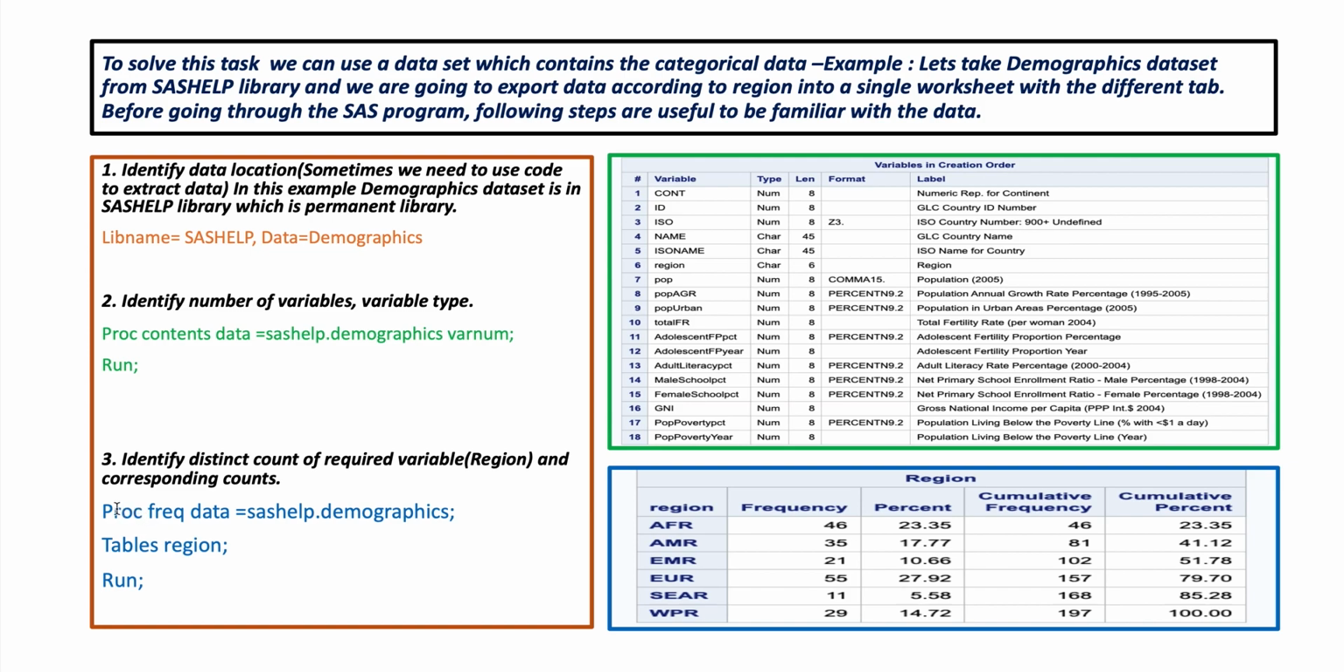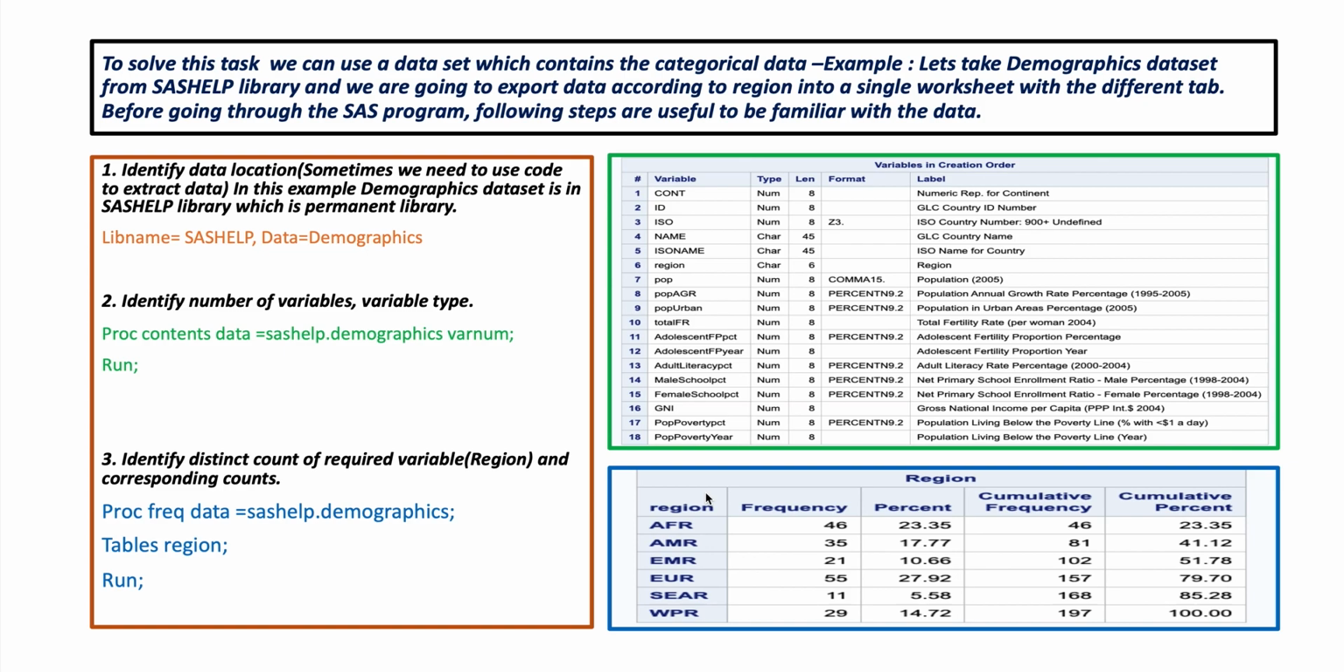When we run the second set of code, we will get the result as shown on the right side, second table. It contains region, frequency, percentage, cumulative frequency and cumulative percentage. The frequency column represents the count corresponding to each region. That means AFR has 46, AMR 35, EMR 21, EUR 55, SEAR 11, WPR 29.